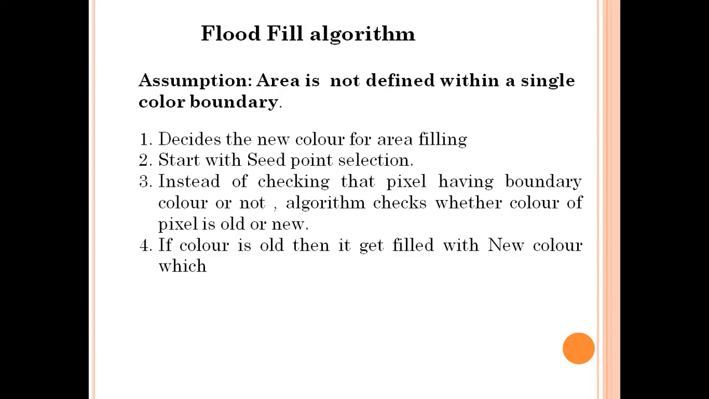So two colors are there: the old color of that pixel before the coloring, and after the coloring that pixel will get the new color. So the algorithm will check whether that particular pixel is having the new color or the old color. Old color means what? Still coloring is remaining. New color means what? It is already colored. Based on this condition, we will take the decision.